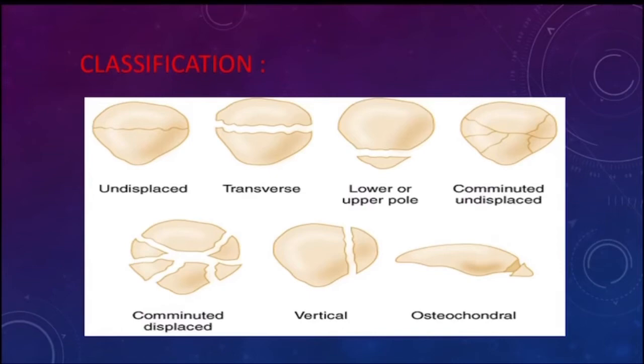So there are 7 types of patellar fracture. As you can see in the given figure, the first one is undisplaced, that means a hairline break on the patella. The most common one is the transverse fracture, as a result of forceful muscle contraction of the quadriceps. Then the lower and upper pole fracture, comminuted undisplaced and comminuted displaced fracture, occur due to direct trauma. And the last two are vertical and osteochondral fracture.